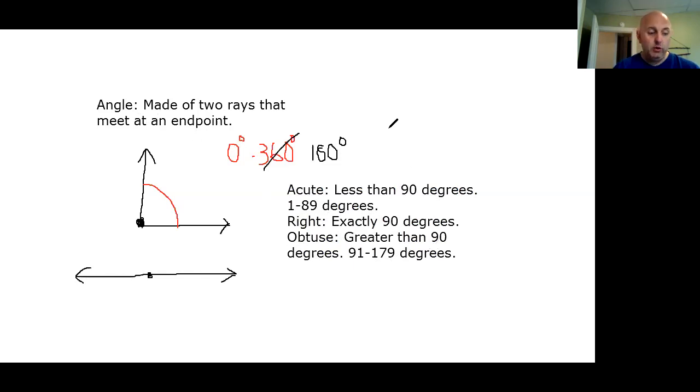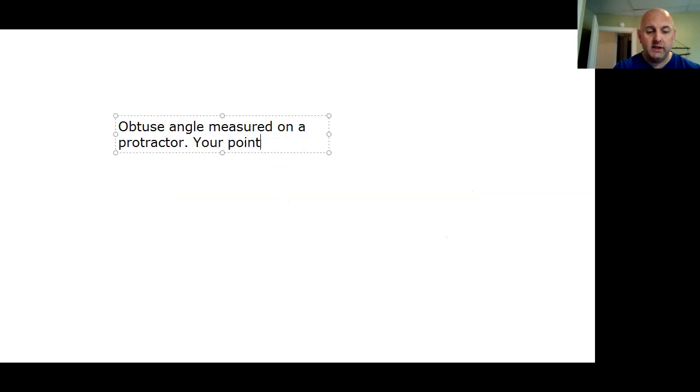Now, getting to the question that they ask on the quiz. On the quiz, they are looking for an obtuse angle measured on a protractor, and they give you 2 rules. Your points cannot be at 0 or 180 degrees.